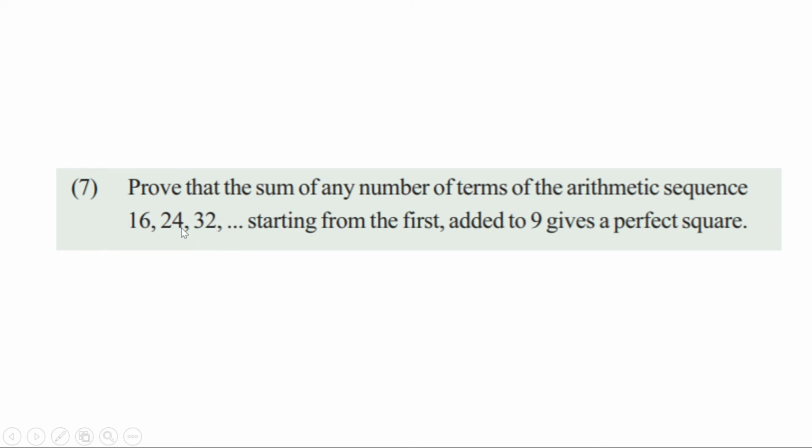Now let us add all these three numbers. 16 plus 24 is 40. Plus 32 is 72. Plus 9 is 81. Again a perfect square. We have to prove that the sum of any number of terms of the sequence starting from the first added to 9 gives a perfect square. How can we take the sum of any number of terms? For that, let us find the sum of n terms. And when we give different values for n, we get the sum of all terms starting from the first.